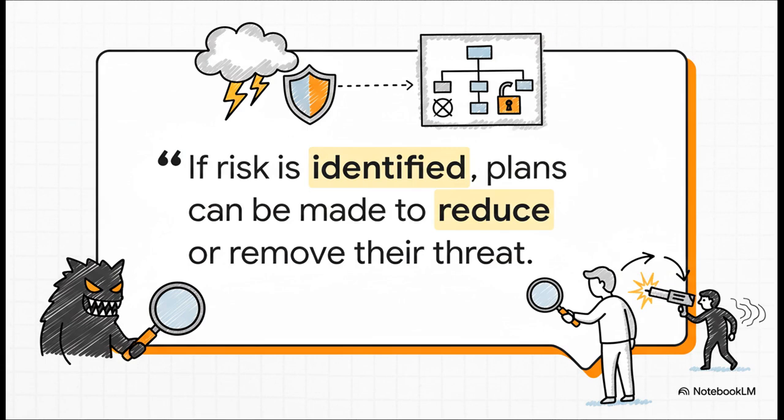Ultimately, this is why any of this matters. This quote right here really gets to the heart of it. We don't identify risks just so we have more things to worry about. We identify them so we can make a plan. Naming the threat is the first and most critical step you can take towards disarming it.